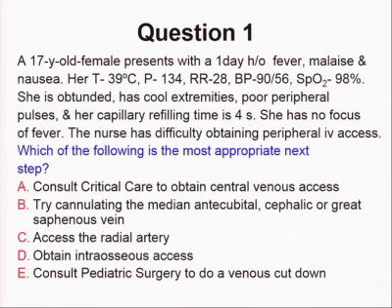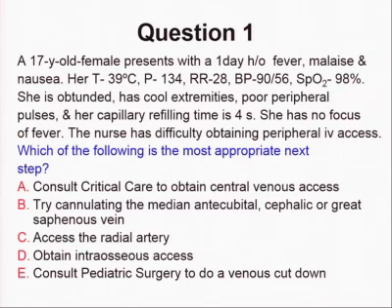All right, so we'll start with question 1. A 17-year-old female presents with a one-day history of fever, malaise, nausea. Her temperature is 39, heart rate is 134, respiratory rate 28, blood pressure is 90/56, oxygen saturation is at 98%. She is obtunded, has cool extremities, poor peripheral pulses, and the capillary refilling time is 4 seconds. She has no focus of fever.